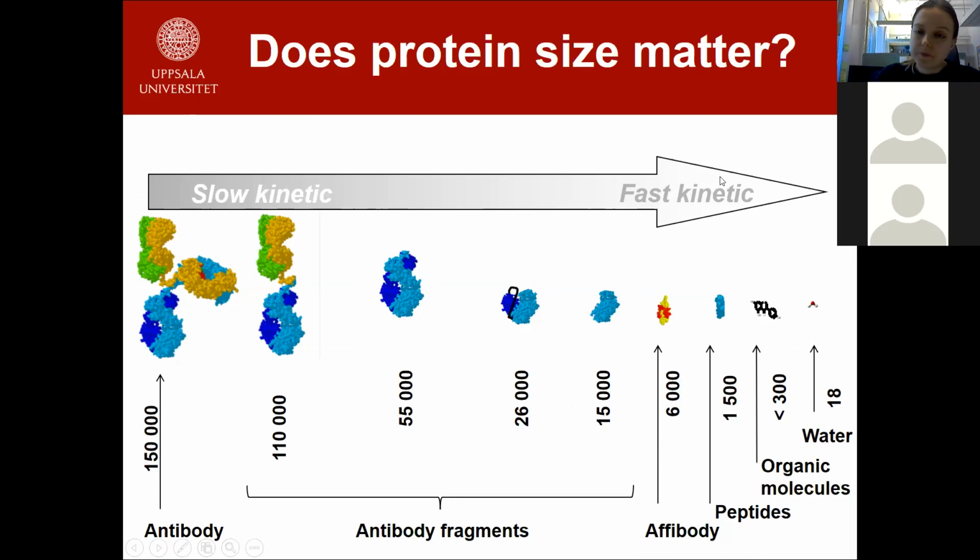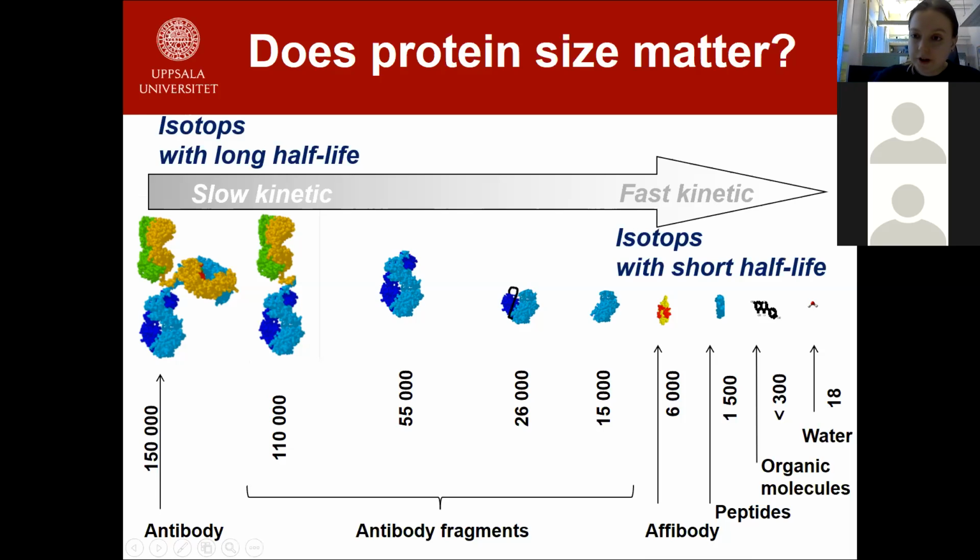And for the smaller molecules or intermediate size, we can use the radionuclides that have short half-life as well. That would be a good match with the fast kinetics of the small molecules. So isotopes with long half-life are suitable for labeling of large biomolecules, and isotopes with short half-life more suitable for labeling of small biomolecules.